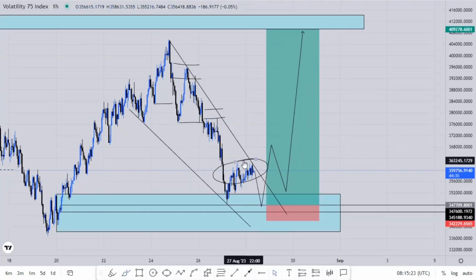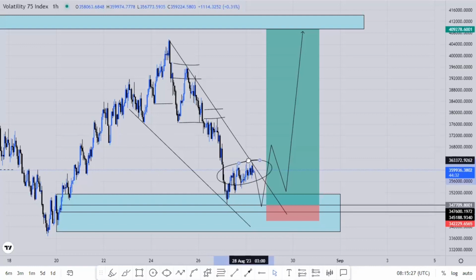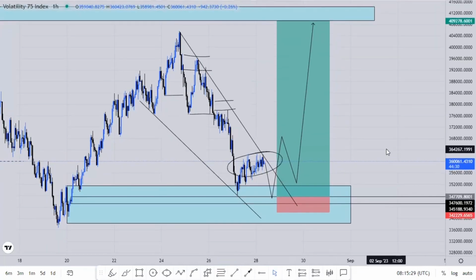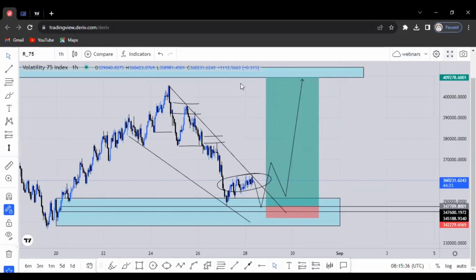So people right now that are buying here, they will most probably be taken out before we go where the market wants to go. So these are the entries that I'm looking forward to on Volatility 75. Let me move on to my next pair.